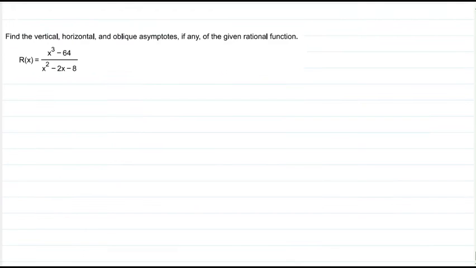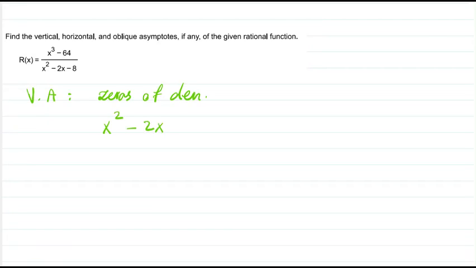In the next problem, we are looking for the vertical, horizontal, and oblique asymptotes for this function. You see that we have a rational function. To find the vertical asymptotes, we know that vertical asymptotes are zeros of the denominator. So what are the zeros of the denominator?